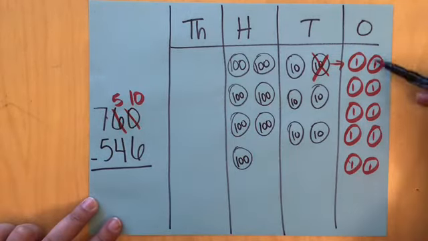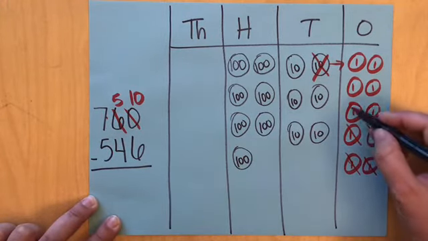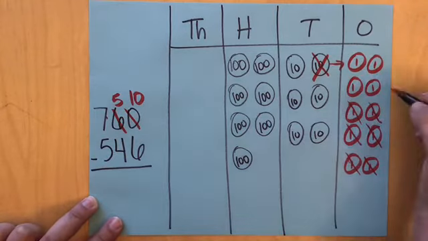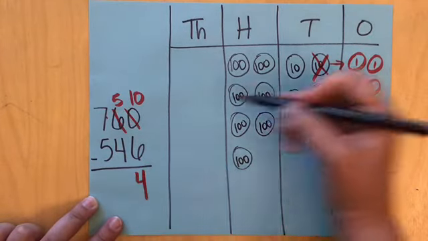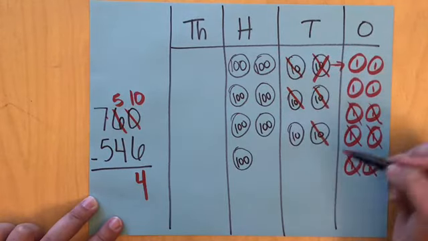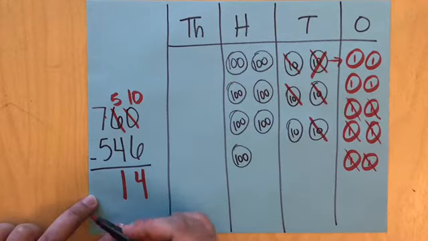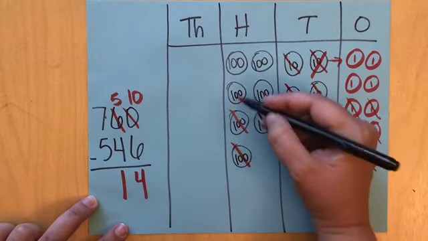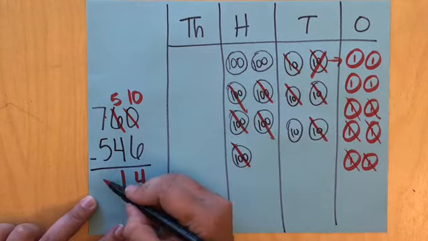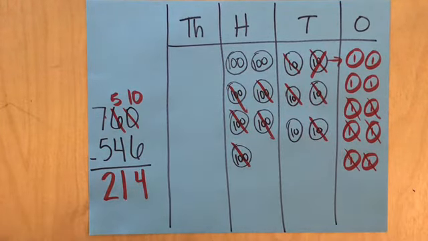All right, so I have 10 ones and I'm taking away 6 of them. 1, 2, 3, 4, 5, 6. Now I have 4 left. Now I have 5 tens, take away 4 tens. So 1, 2, 3, 4, and I have 1 ten left. Now I have 7 hundreds, take away 5 hundreds, 1, 2, 3, 4, 5, and I have 2 hundreds left over. So I have $214 left over, or you do, after you bought that really sweet present.